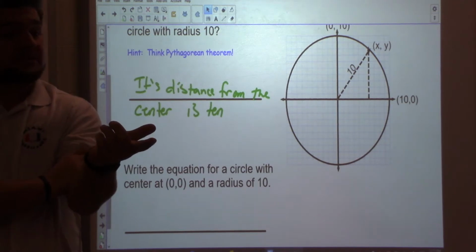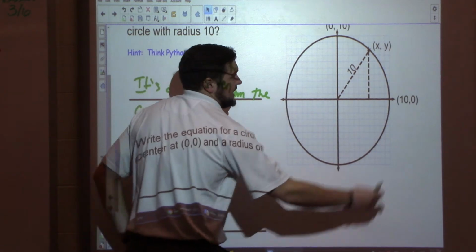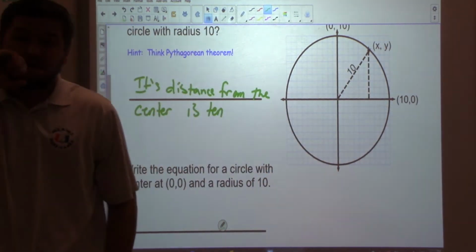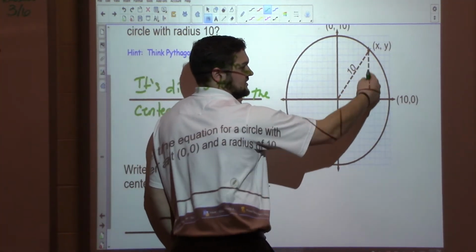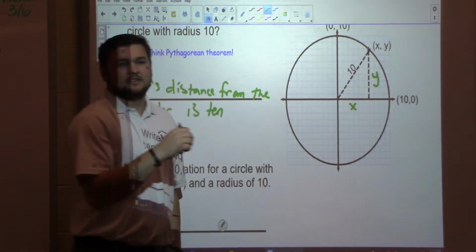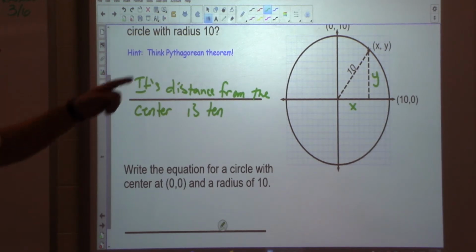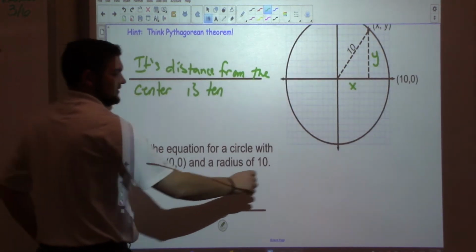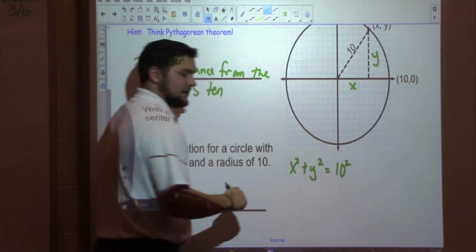So a squared plus b squared equals c squared, right? Well, if I know my point is (x, y), because it can be any point, right? So we can pick any point on that circle. Well, what's this distance here? X. What's this distance here? Y. So we can pick any point anywhere, and it's going to have a hypotenuse of 10, right? Well, if I use the Pythagorean theorem using that triangle, how does it come out? x squared plus y squared equals 10 squared.